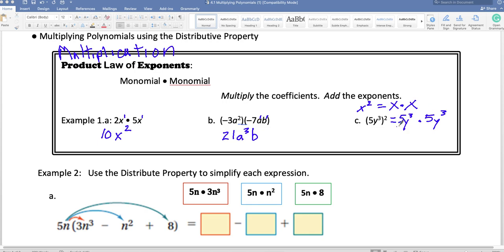Okay, so 5 times 5 are the coefficients. That's going to give me 25. I'm going to add the exponents. So 3 plus 3 is 6, and we are done.